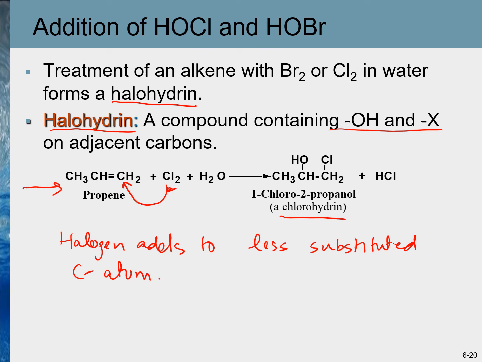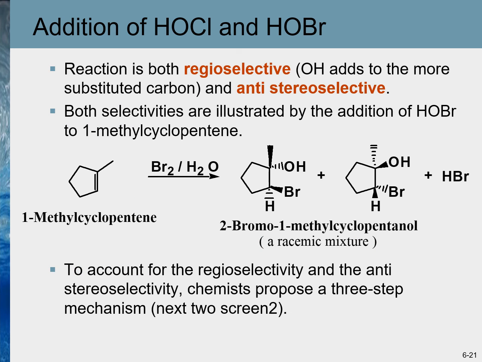And hydroxyl group adds to more substituted carbon atom. The addition of halohydrin to alkenes is not only regioselective, but it is also anti-stereoselective. Both the regioselectivity and anti-stereoselectivity are illustrated by the addition of HOBr to 1-methylcyclopentene as shown in this reaction.